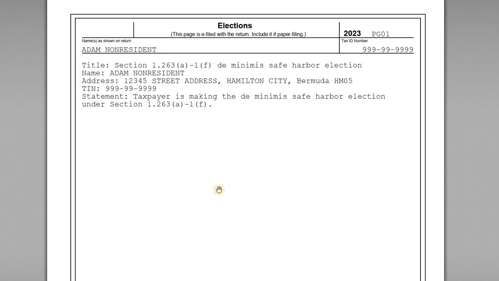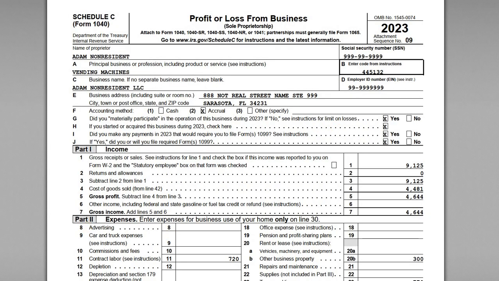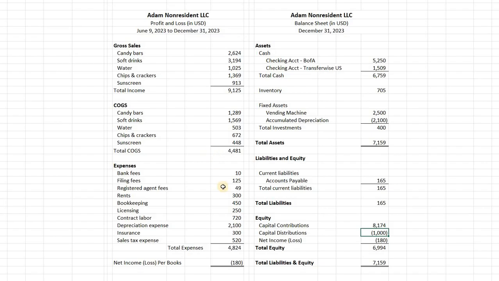And then the last but not least, the election section. So we are making the tangible property regs de minimis safe harbor election under 1.263(a)-1(f). This is that capitalization policy. So when you look at your profit and loss or your financial statements, if you have fixed asset purchases that are under that threshold, you can elect to just expense them rather than capitalize them. In our case, anything in here that could arguably be capitalized, we're just electing to have it deducted.